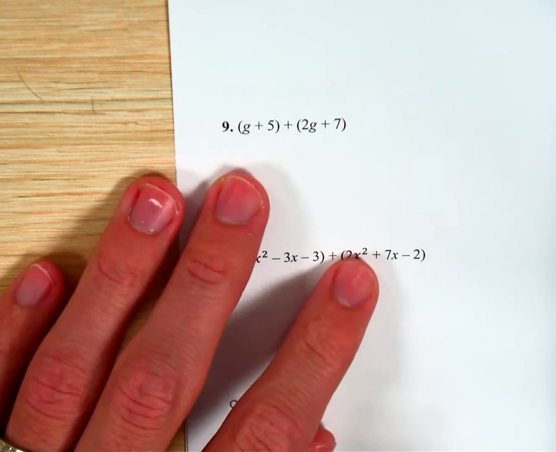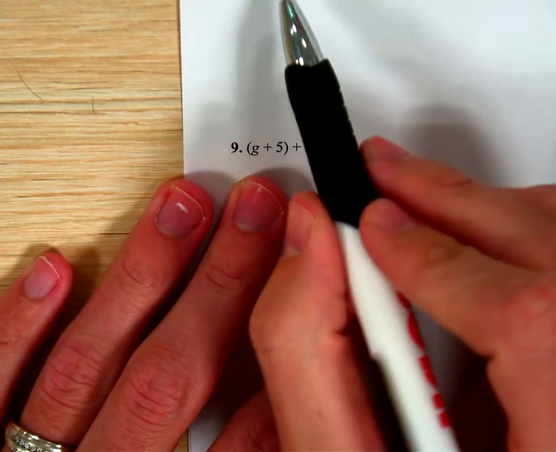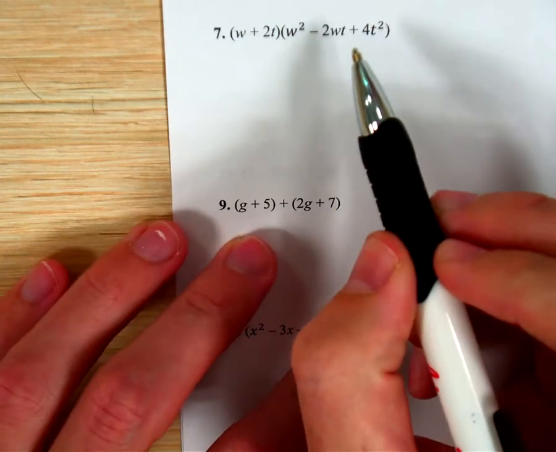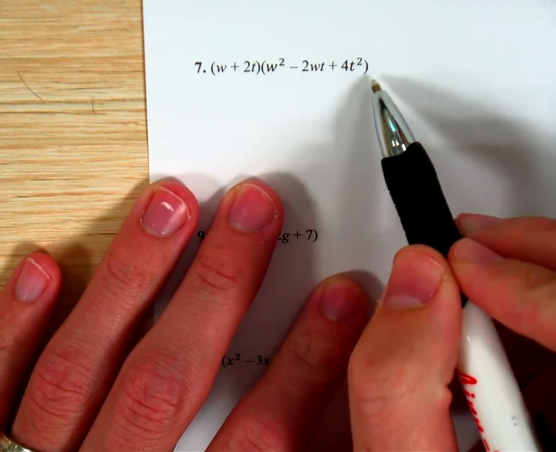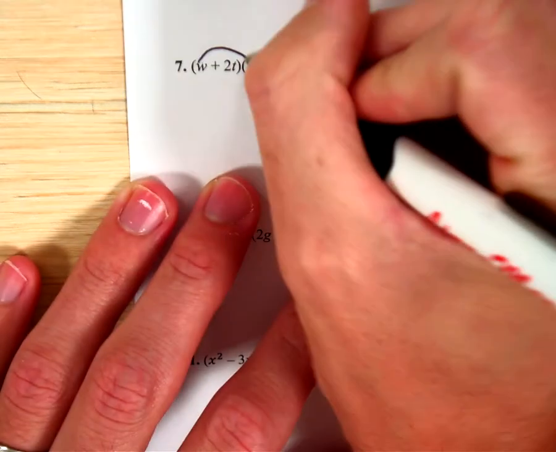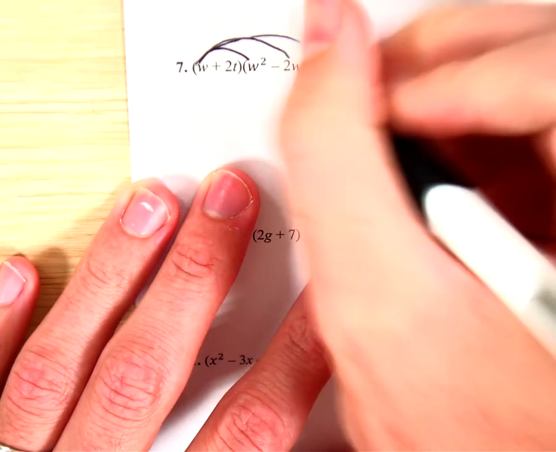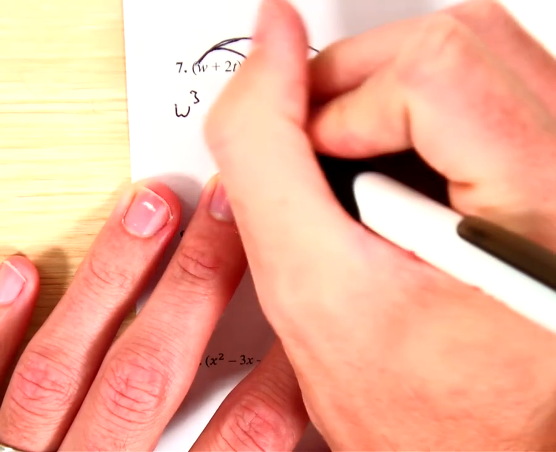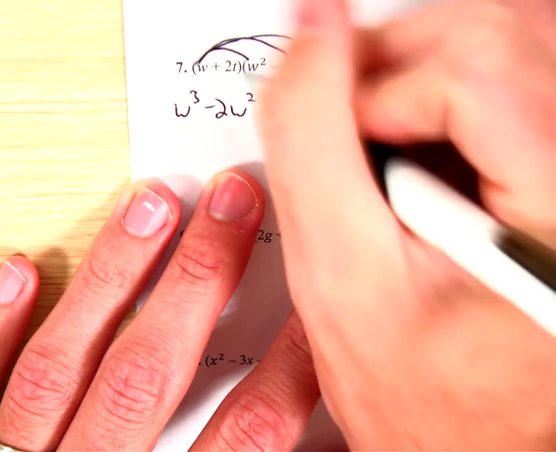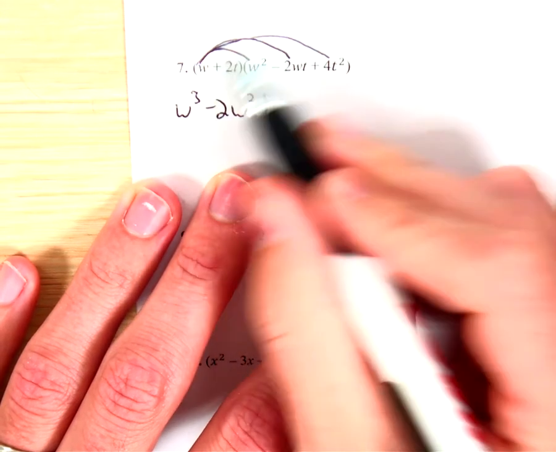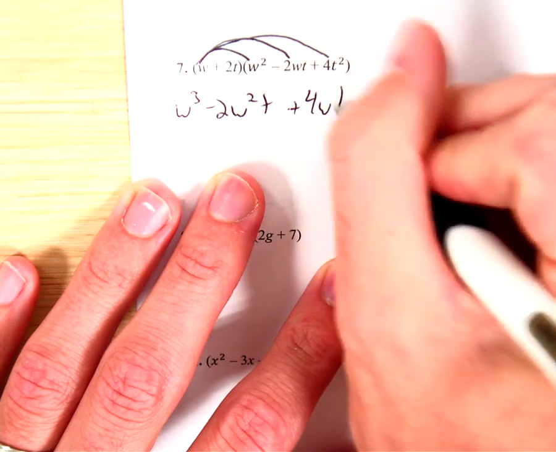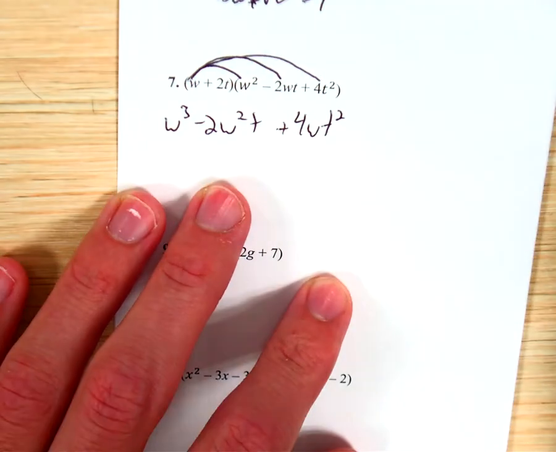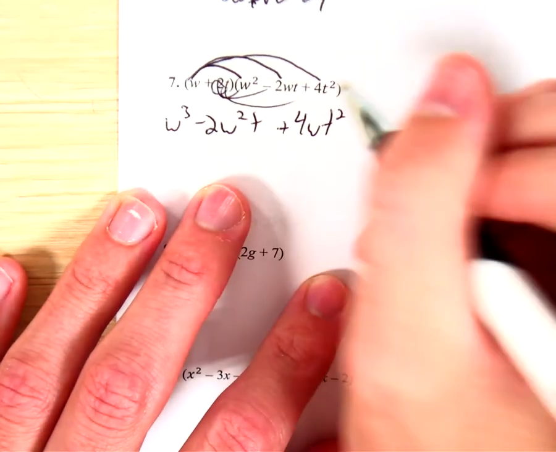Last one before we turn you loose. All right, just w plus 2t times w squared minus 2wt plus 4t squared. So we're going to take this w into everything. That'll give me w to the third minus 2w squared t. Okay, and I'm going to squeeze that w in there so I can keep that same order. Plus 4wt squared. Okay, and now I'm going to take the 2t to everything.